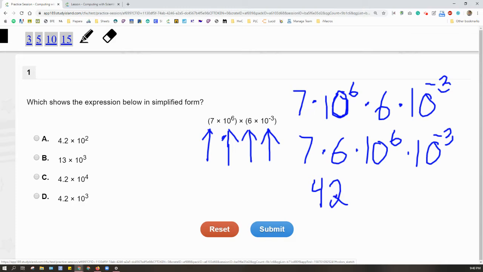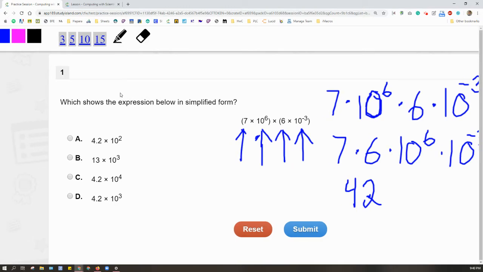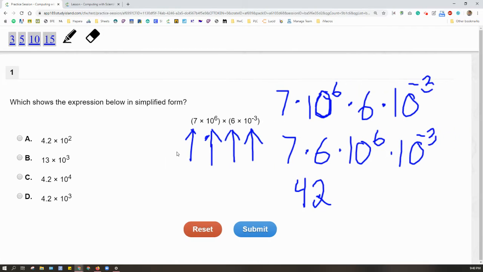Then what is 10 to the sixth times 10 to the negative third power? I'm going to change colors so we can see this a little bit more easily. 7 times 6 is 42. But what is 10 to the sixth times 10 to the negative third? We did a lesson earlier where if you are multiplying two things with the same base but different exponents, you add the exponents and keep the base. Our base is 10, so we're going to keep the base 10. And we're going to add the exponents 6 and negative 3. 6 plus negative 3 is just the same as 6 minus 3. So we have just 3, so 10 to the third.